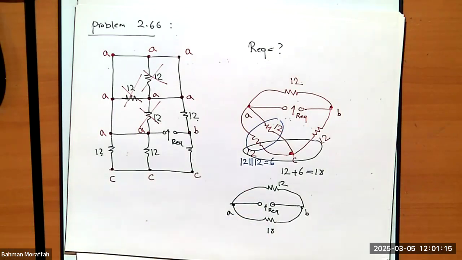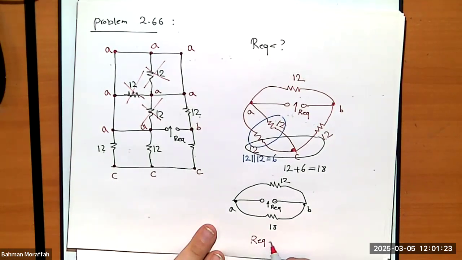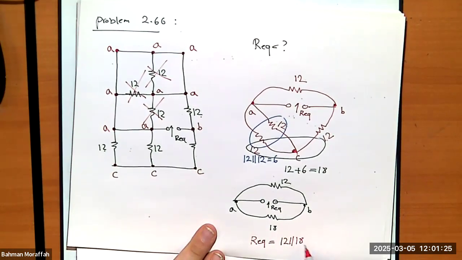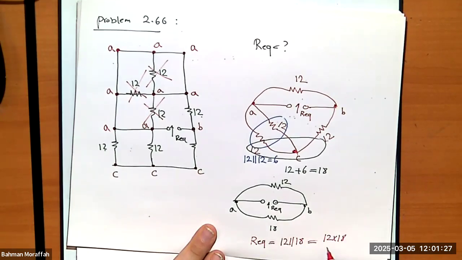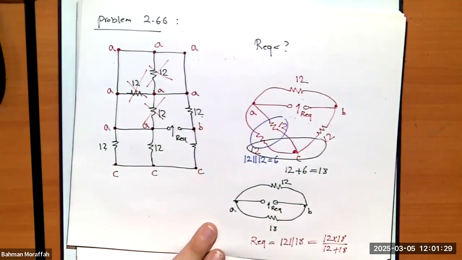Aren't these two in parallel? They share the exact same head and tail. Therefore, my R equivalent is 12 in parallel with 18, which is 12 times 18 divided by 12 plus 18, which is 30, whatever that number is.